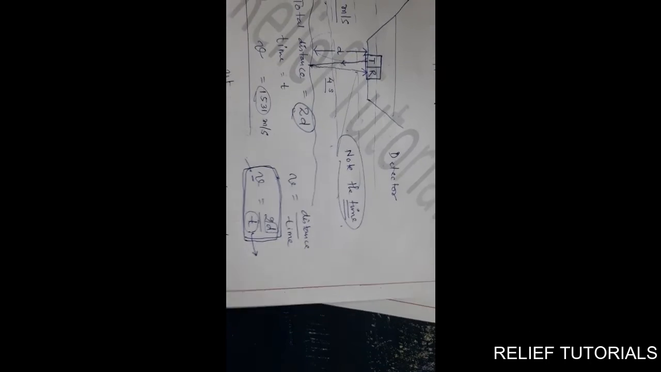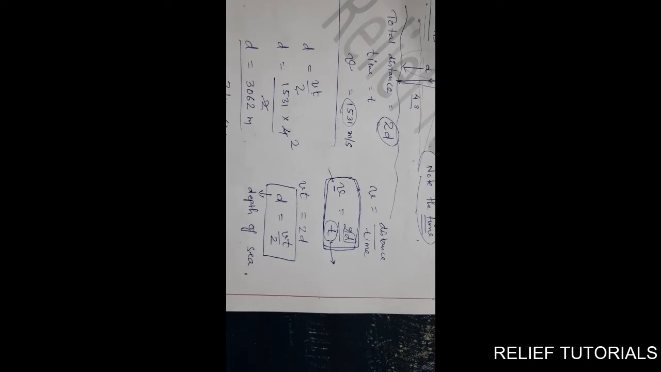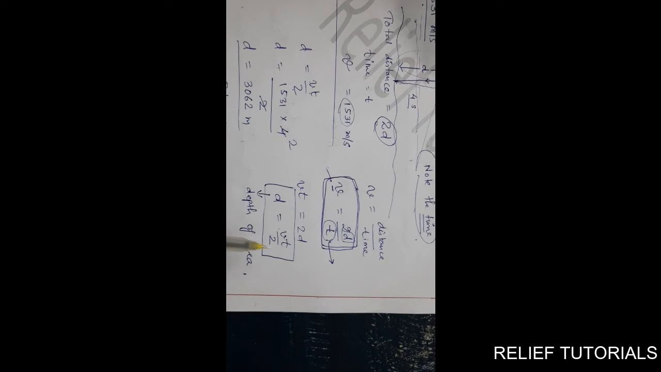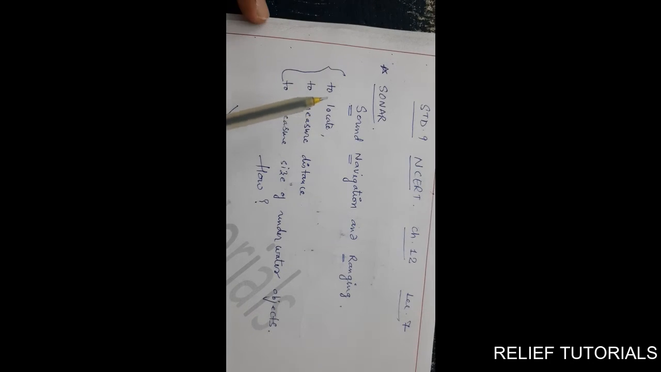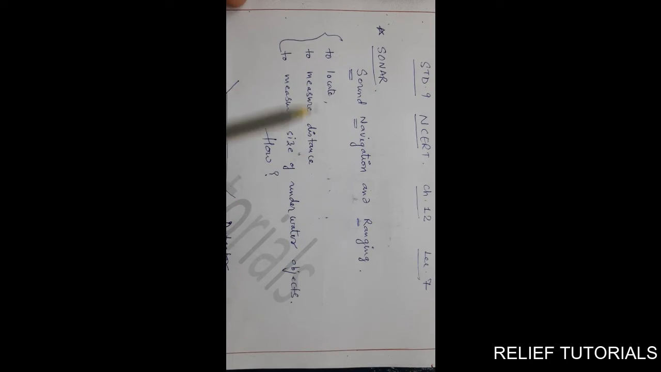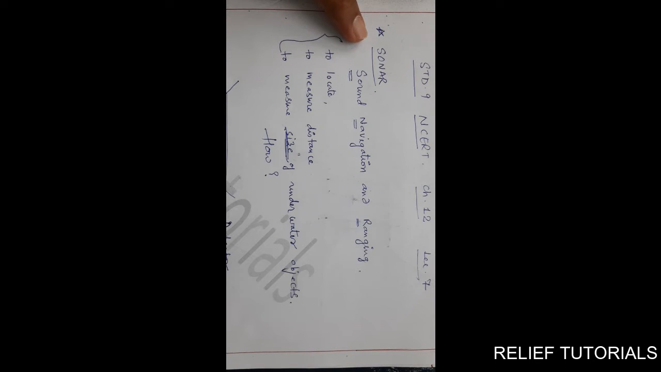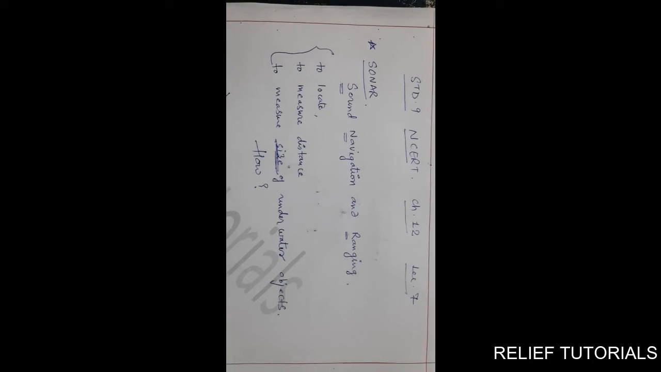Got it? So how can we measure the depth of the sea? The depth of the sea can be measured by the formula d equals vt by 2. We can locate where the vehicle or the fish is located. We can measure the distance also, and we can measure the size of that object which is under water. So this is the use of ultrasonic sound, sonar. Got it? In our textbook we have a numerical based on this.